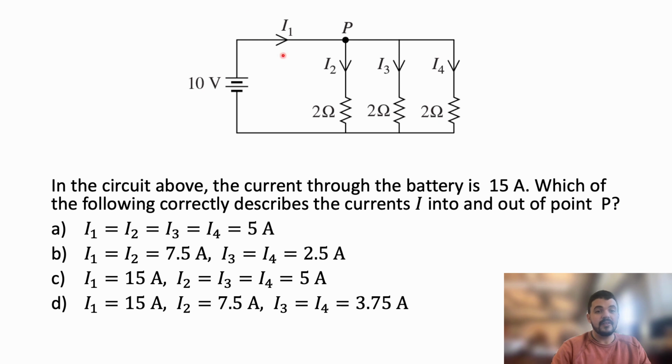Okay, I1 they're saying is 15 amps. There's 15 amps of current coming out of the battery. And so at point P, there must be 15 amps going in. These are all 2 ohm resistors, so that 15 amps will split evenly across these 3 branches. And so what we're left with is I2, I3, and I4 are all 5 amps, which is option C. So there's an analysis of some more complex circuits. I hope that was helpful. Please let me know what questions you have.